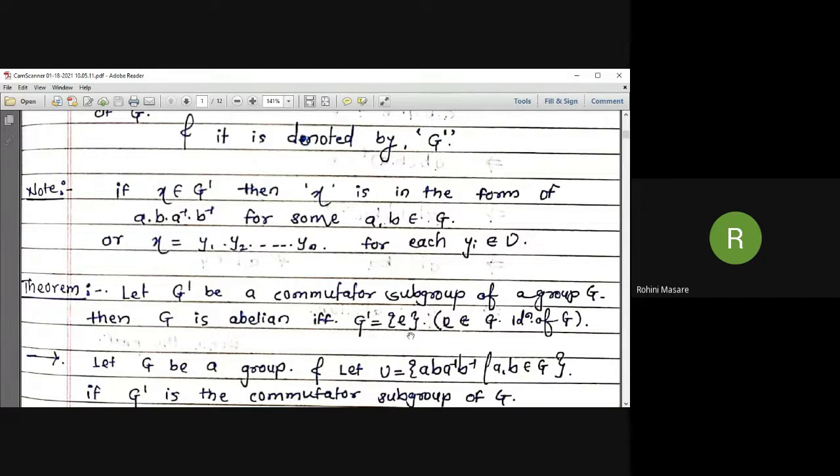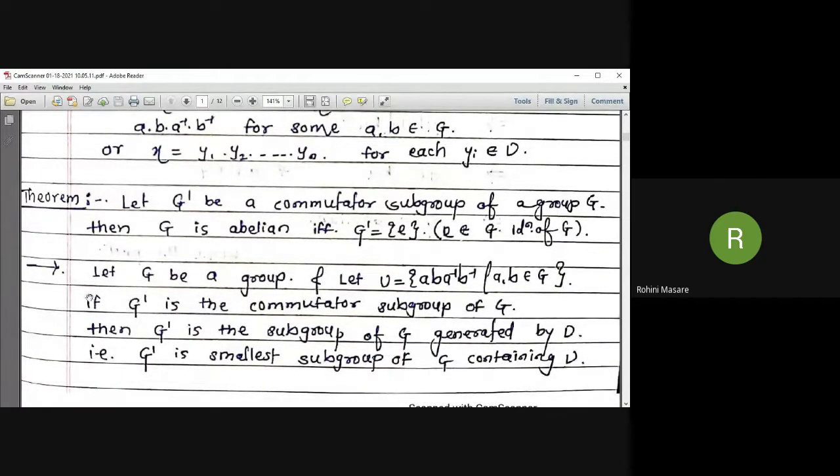So what we have to prove: in the first part, we assume G is an abelian group, and we have to prove that G dash is equal to the singleton {E}. In the second part, assuming G dash is equal to the singleton {E}, we have to prove that G is abelian.